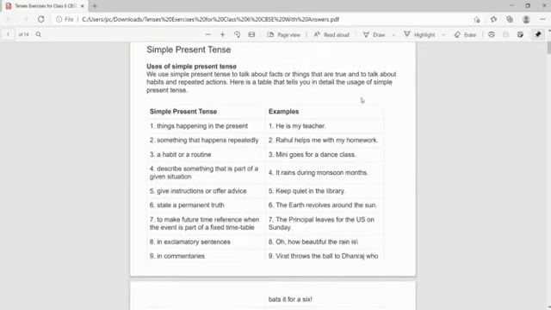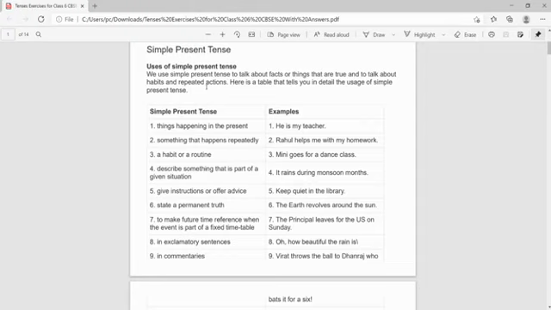Now, what is simple present? As I told you, there are 4 forms. In the present form, there is one simple form. What is it? We use simple present tense to talk about facts or things. Why do we use simple present tense? We use it to talk about facts or things that are true, and to talk about habits and repeated actions.